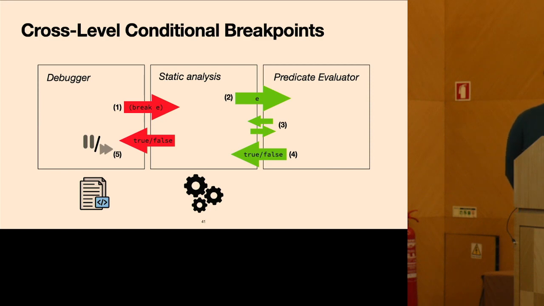And in step 2, the expression is passed to this predicate evaluator, which then maybe once, twice, multiple times queries the static analysis itself about its state, and then decides whether to suspend the analysis or not by signaling true if the analysis should suspend and false if it should not suspend.